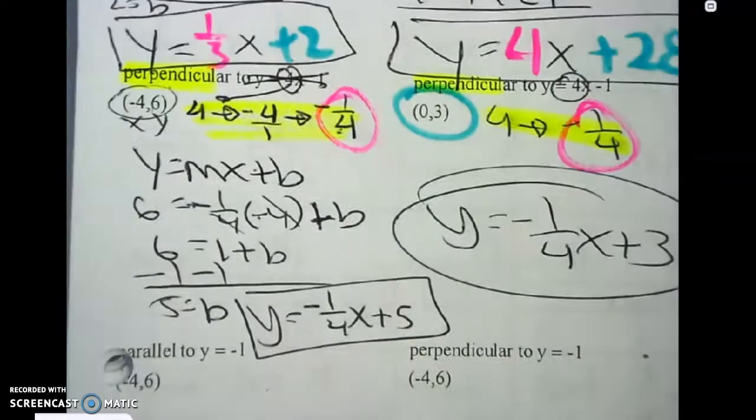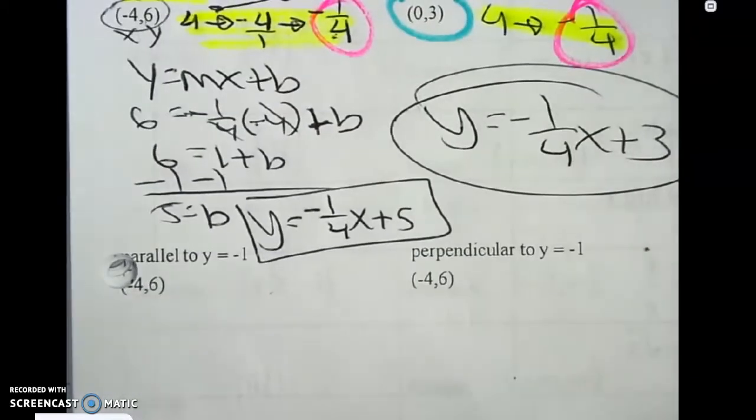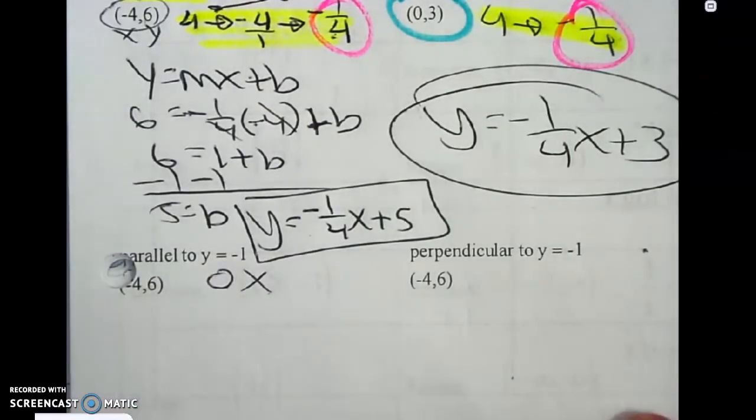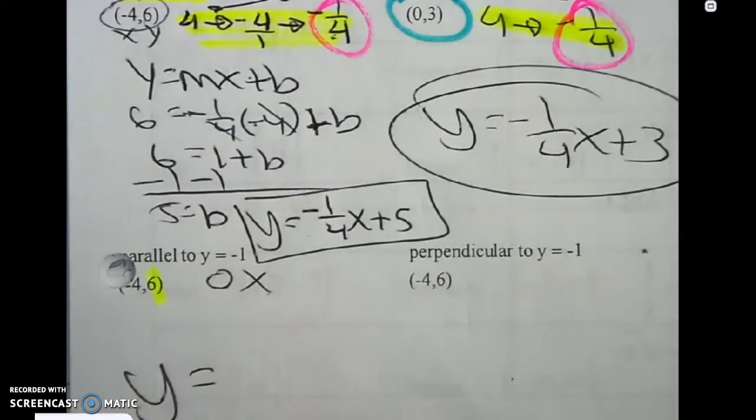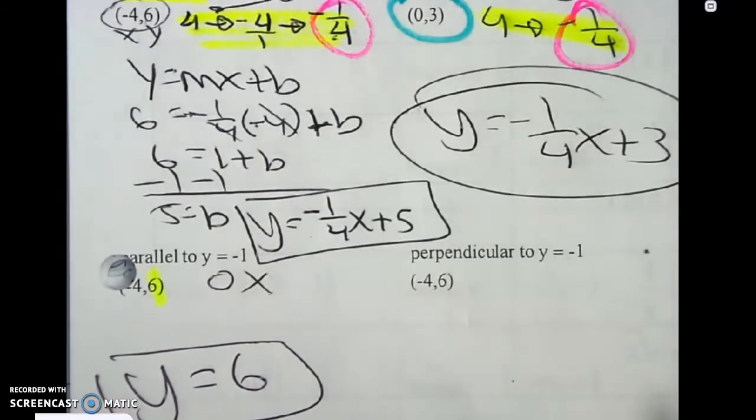All right. Parallel to y equals 1. Well, it doesn't have a slope. So that means if it's parallel to negative 1, it's just going to be parallel to this one. So y equals, well, what does y equal? Oh, y equals 6. Done.